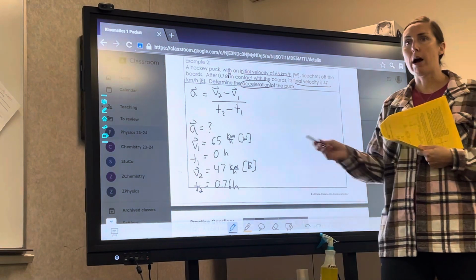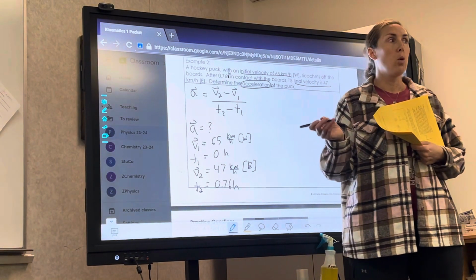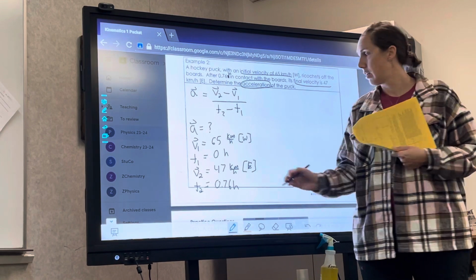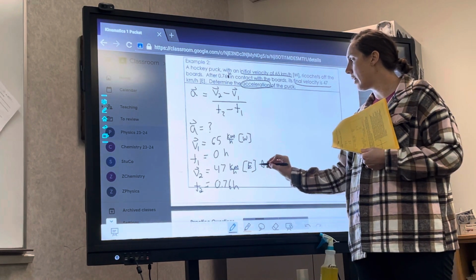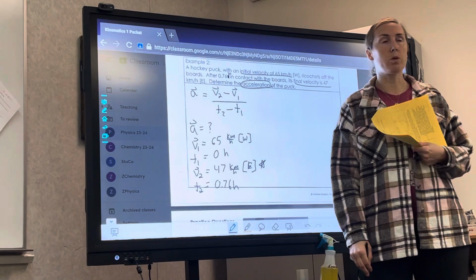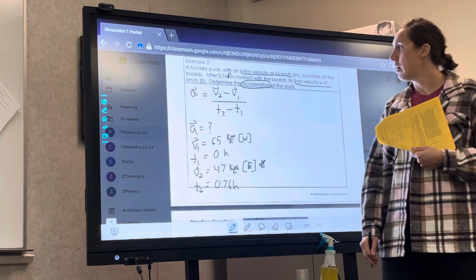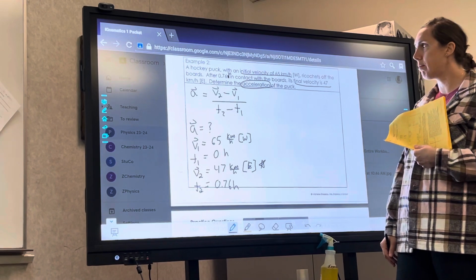Now after reading that question, what was the final direction of the puck? East. So it is going to maintain that eastward acceleration. That is the direction we're gonna pick. So let's sub into this formula and get an answer.